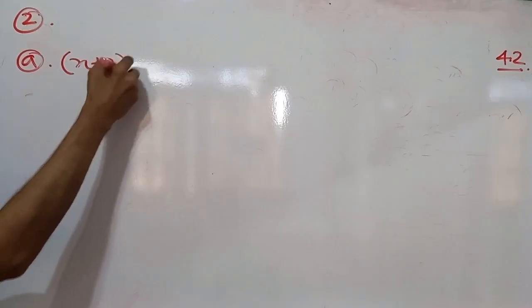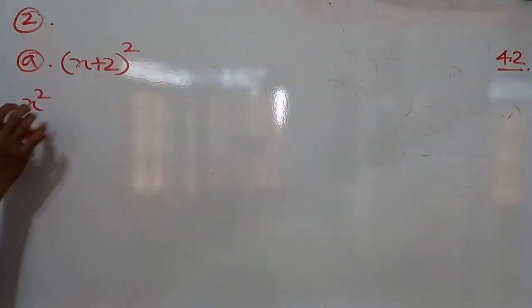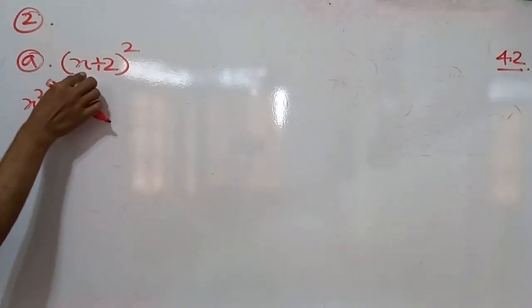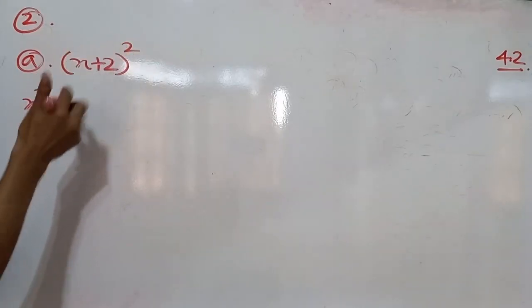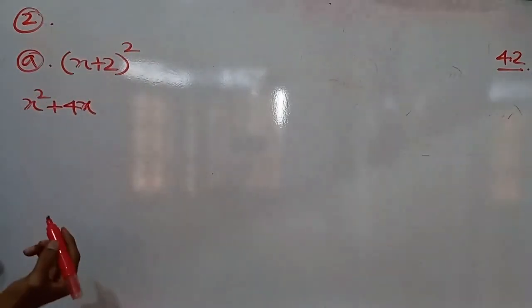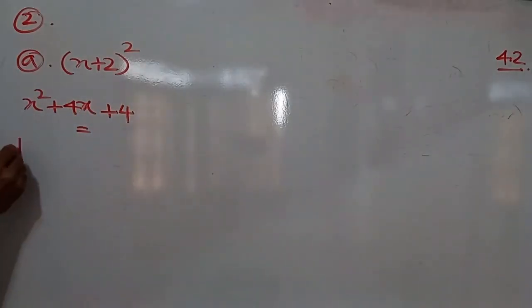X plus 2 squared. So first term we have to get the square, x squared, multiply 2 and x. So that becomes what? 2x. Then multiply 2x by 2. So we get what? 4x. So that's a positive value. Then plus 4. That's the answer. Now we have part B.